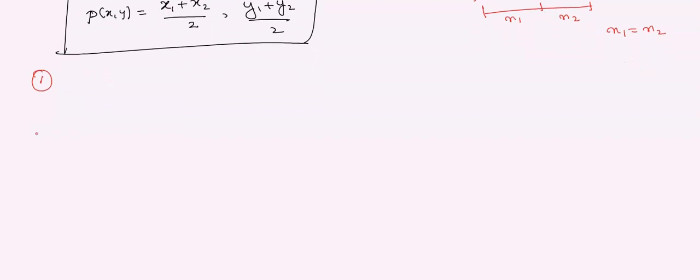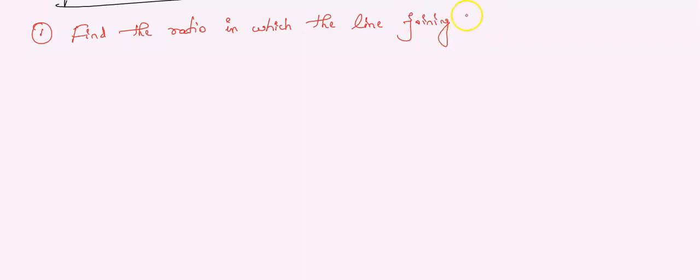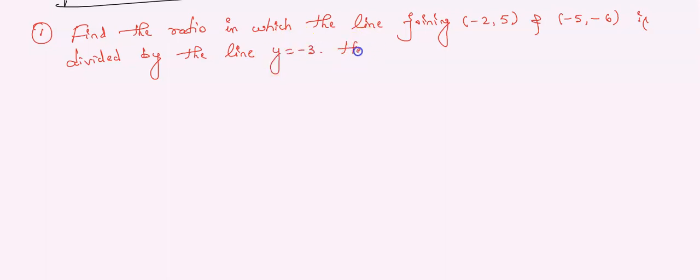Find the ratio in which the line joining minus 2 comma 5 and minus 5 comma minus 6 is divided by the line y equals minus 3. Hence find the point of intersection.